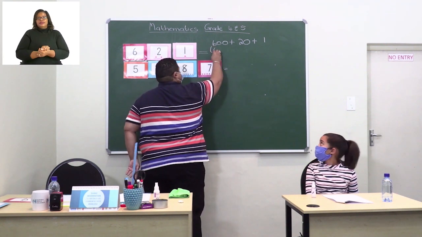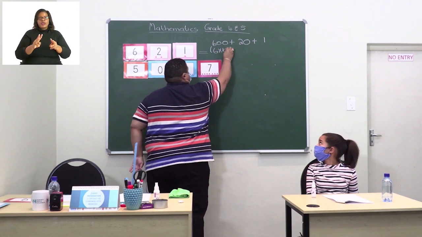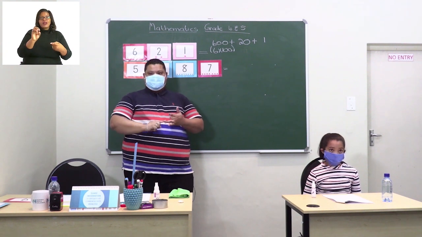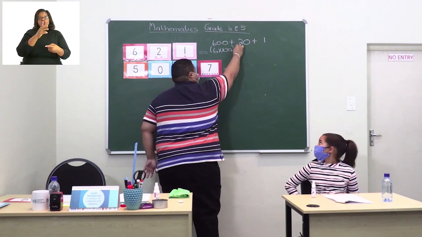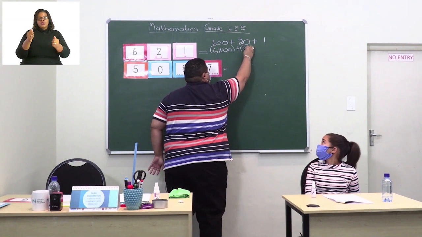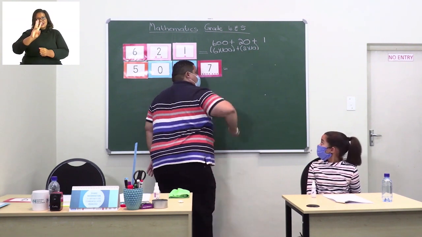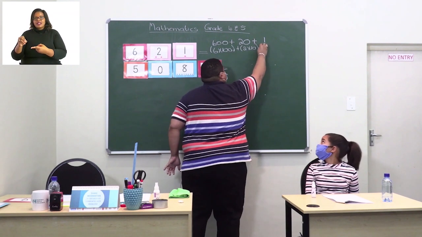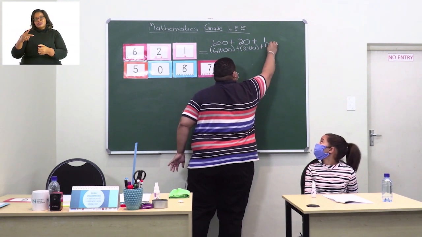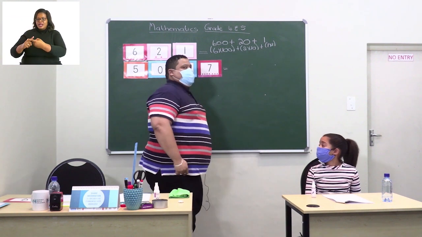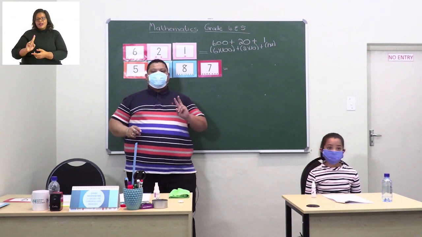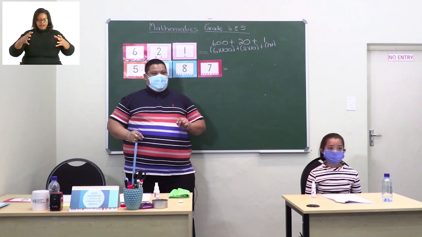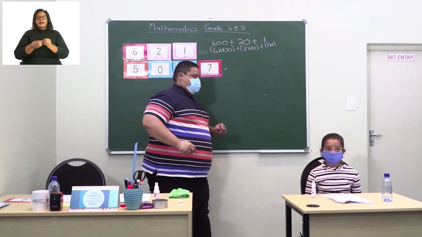We have 6 times 100. And we all know 6 times 100 equals 600. Plus 2 times 10, and we know 2 times 10 equals 20, plus 1 times 1, and 1 times 1 equals 1. So that is two ways how we can write numbers in expanded notation. Let's try our second example.